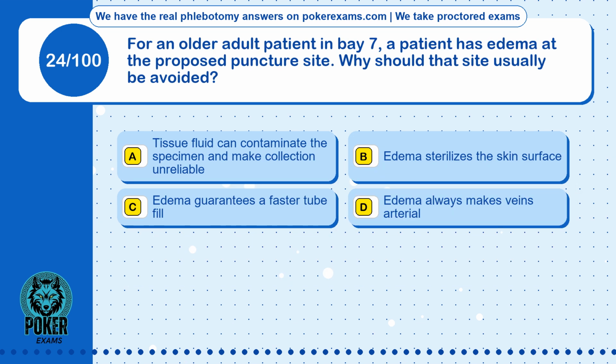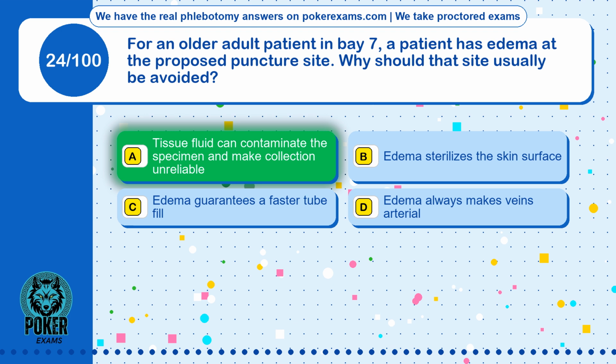Question 24. For an older adult patient in Bay 7, a patient has edema at the proposed puncture site. Why should that site usually be avoided? Option A: tissue fluid can contaminate the specimen and make collection unreliable. Option B: edema sterilizes the skin surface. Option C: edema guarantees a faster tube fill. Option D: edema always makes veins arterial.